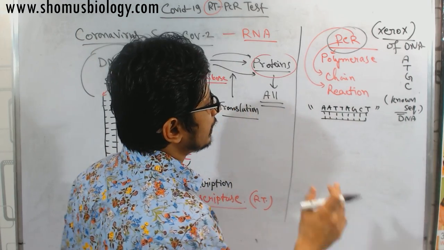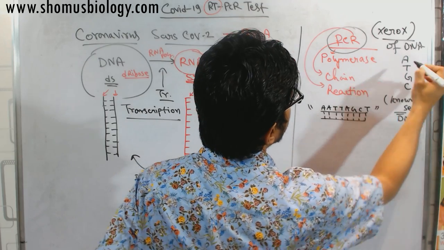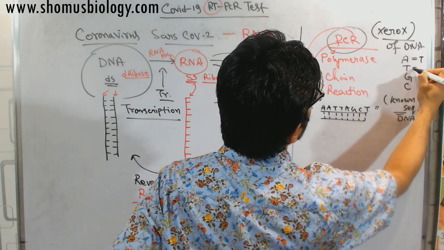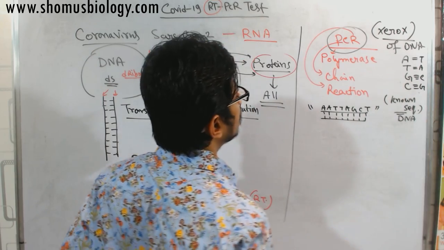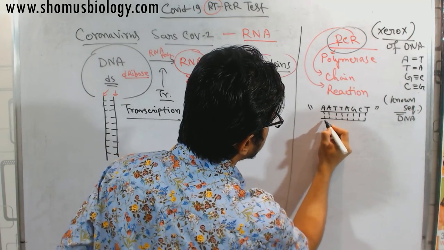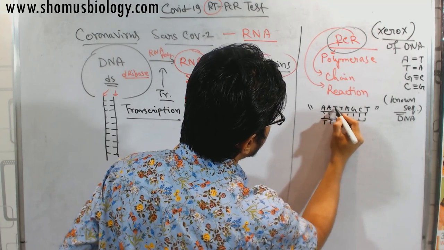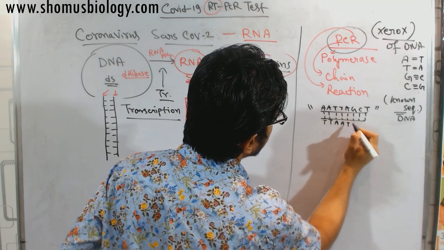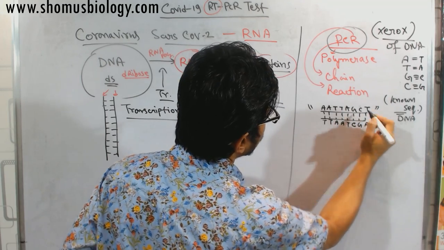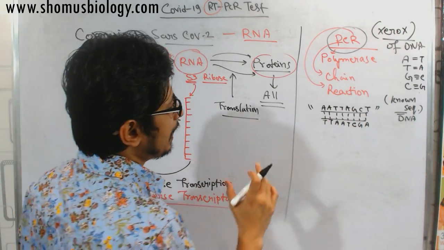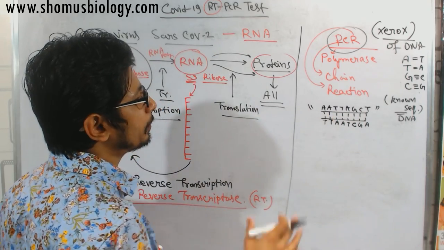And remember one thing, this DNA is designed in such a way that A always pairs with T, T always pairs with A, G pairs with C, C pairs with G. So where we have A on the opposite side, it will be T. Where we have T opposite, we have A. Where we have G opposite, we have C. Where we have C opposite, we have G. A opposite of T. And now we want to make a copy of this DNA.